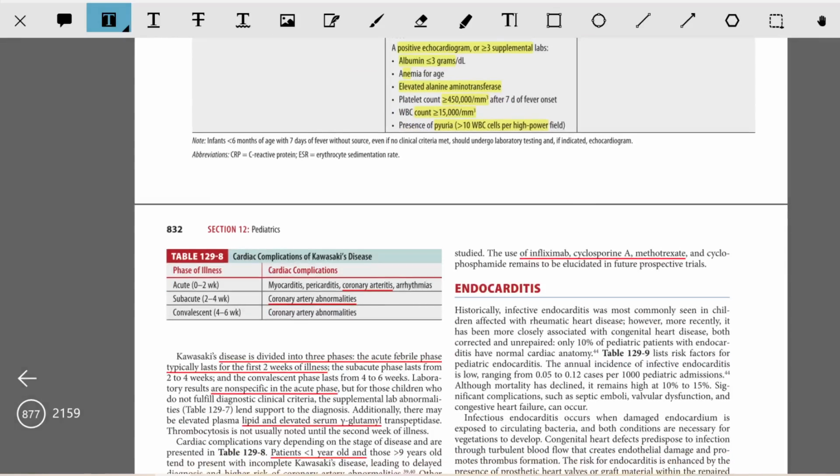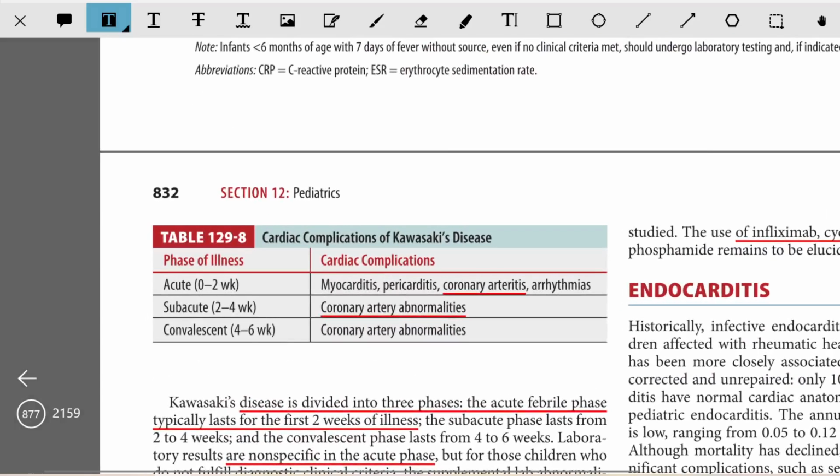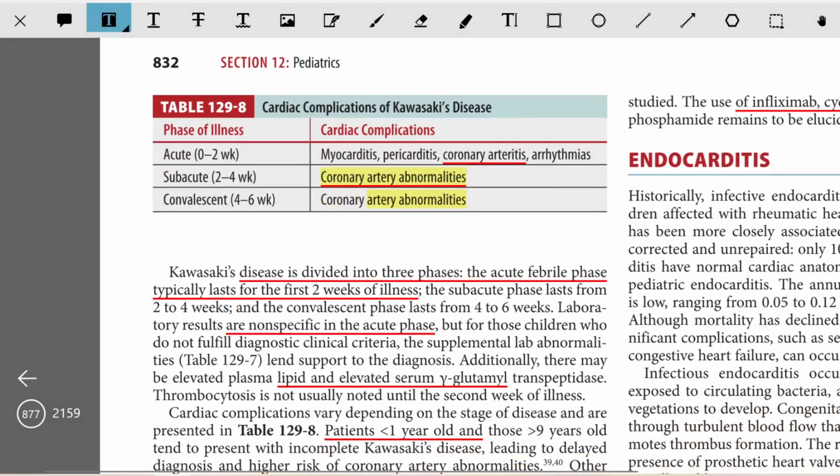So the cardiac complications of Kawasaki's disease include, in the acute phase, there might be myocarditis, pericarditis, coronary arteritis, arrhythmias, and in the subacute phase there might be coronary artery abnormalities, and in the convalescent phase, that is 4 to 6 weeks, coronary artery abnormalities can also be seen.